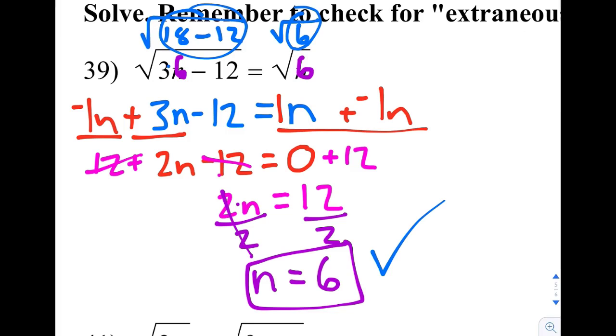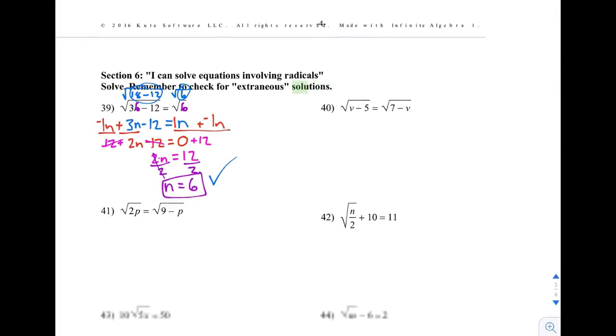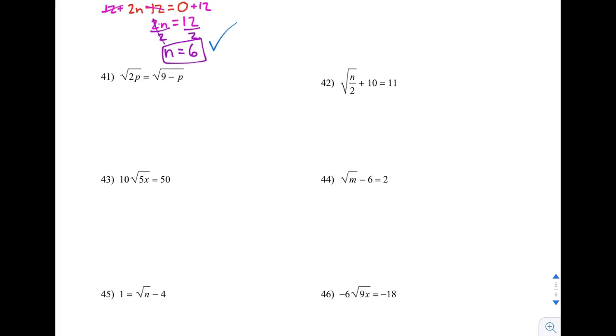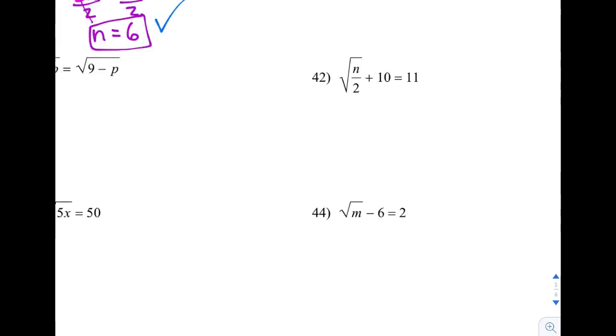And when you get something like that, your answer is not going to work out. You would actually have to cross out your answer if that were to happen. But in our case it didn't, so we just leave it n equals 6. Let's look for one more challenging example to work on, and we're going to go with number 42.